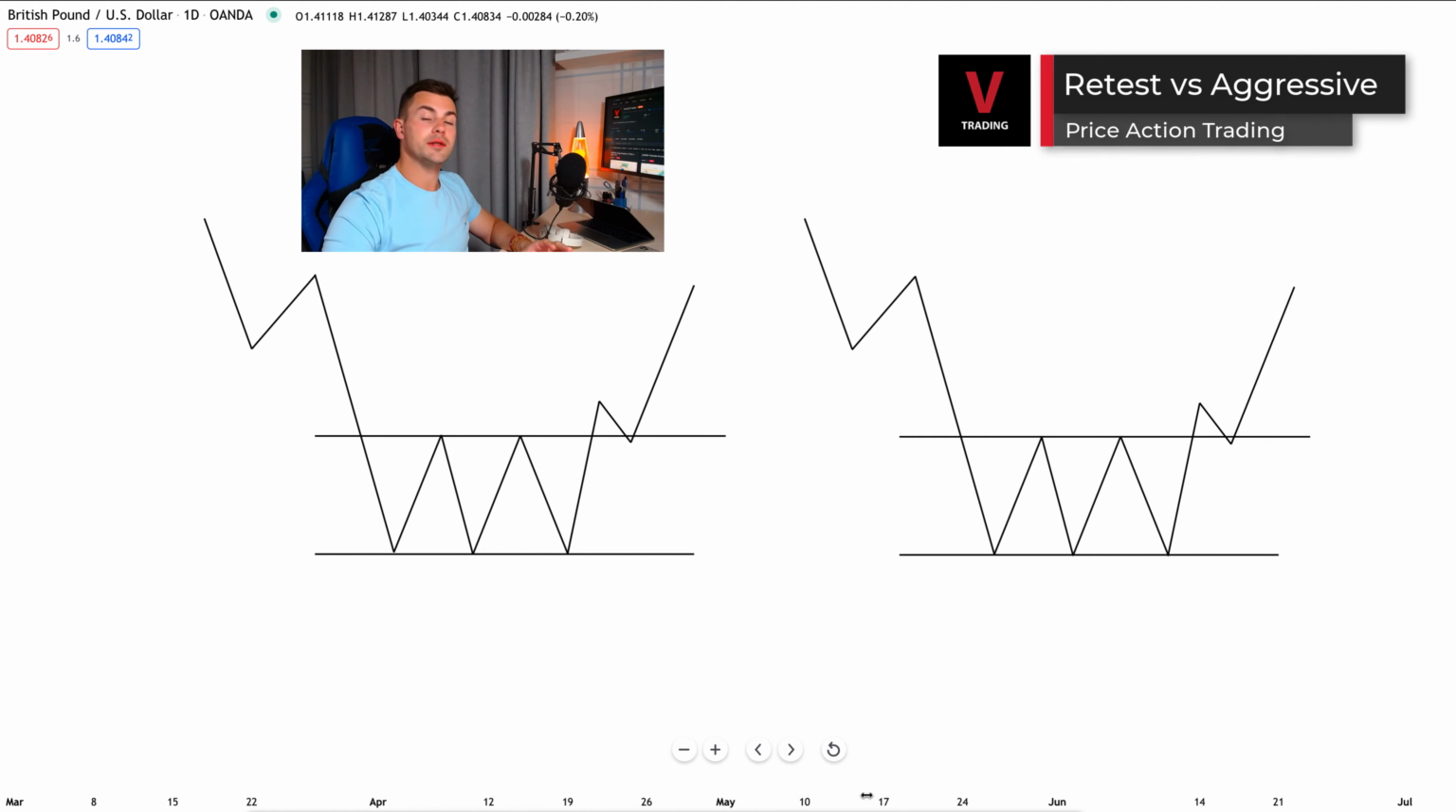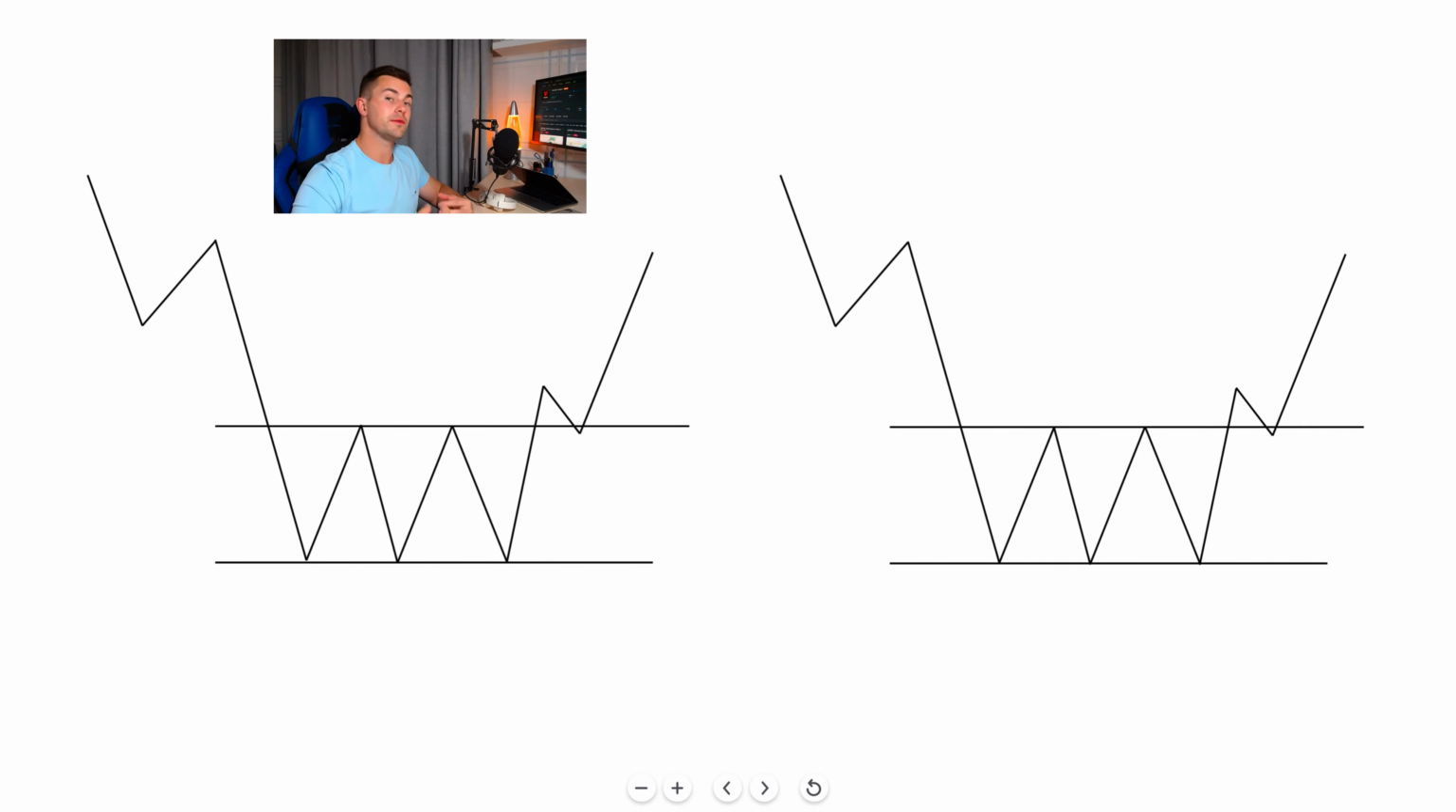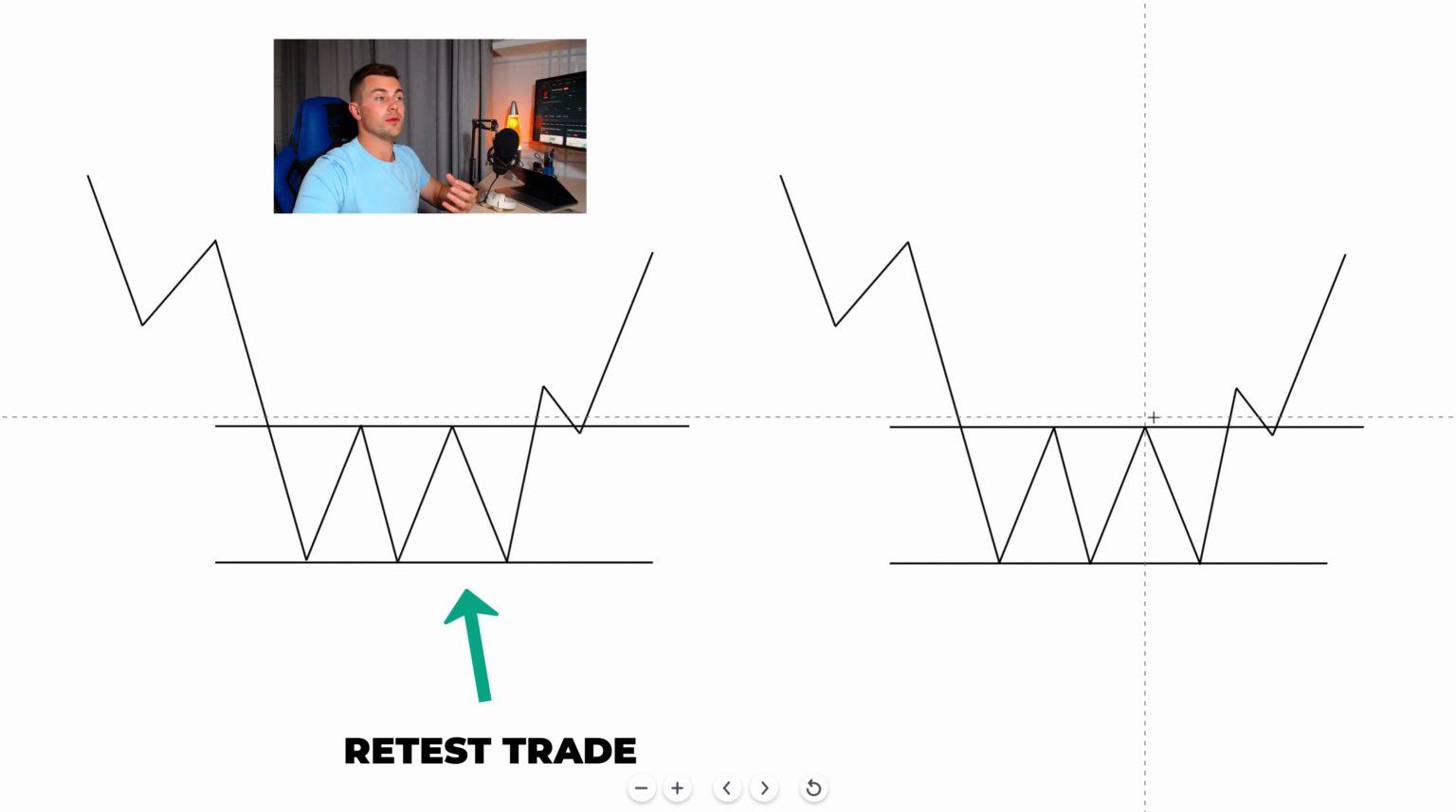In order to understand the difference between aggressive and retest trading, we will discuss these two examples. As you can see here, the market was trading in a very strong bearish trend, and then it started to coil and formed a classic triple bottom formation. Then the neckline of the triple bottom was broken to the upside and we saw a bullish continuation. On the left, we will imagine that we trade this setup with the retest, while on the right we will trade this setup aggressively.